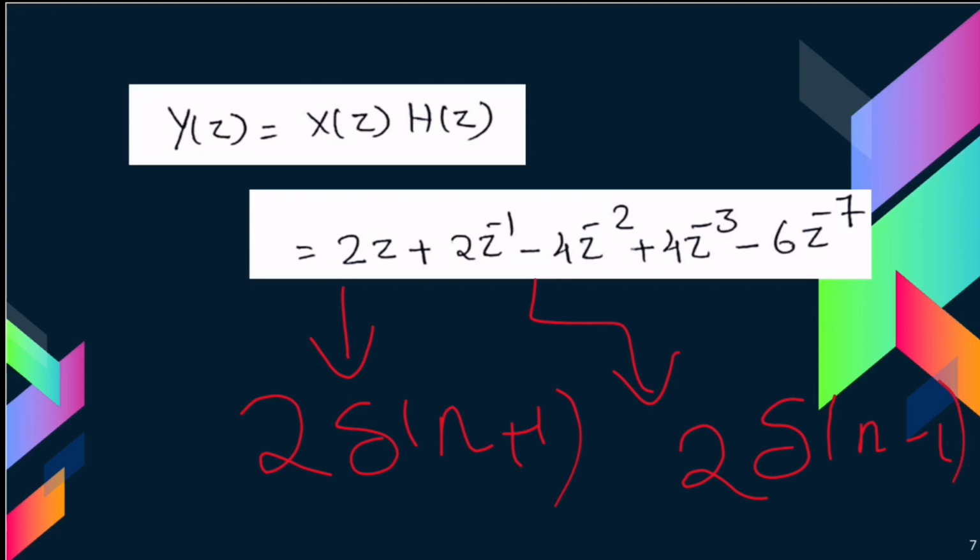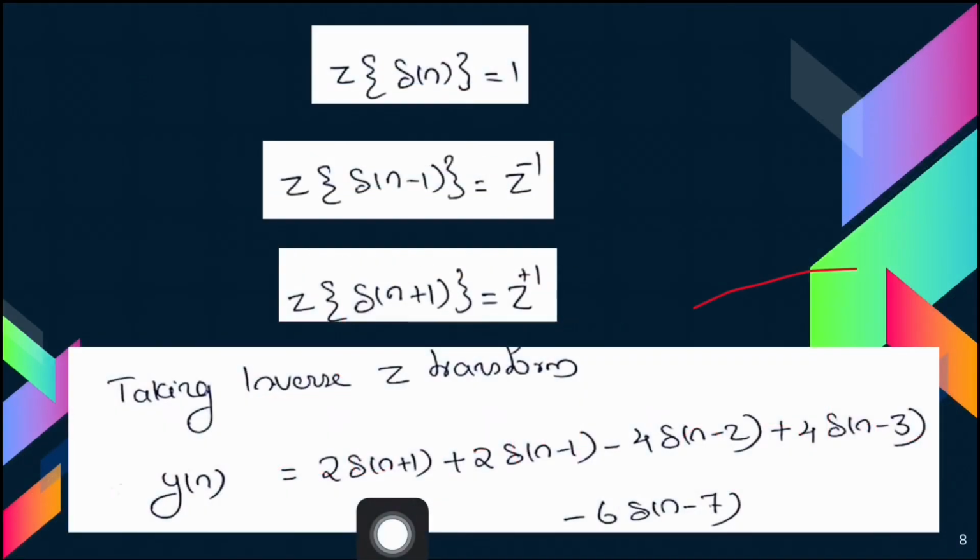If we continue this process, we get y of n as 2 del of n plus 1 plus 2 into del of n minus 1 minus 4 del of n minus 2 plus 4 del of n minus 3 minus 6 del of n minus 7. In fact, we are asked to find out value of y of n at n equal to 4. I think we can plot y of n, then it will be easy for you to identify its value at n equal to 4.